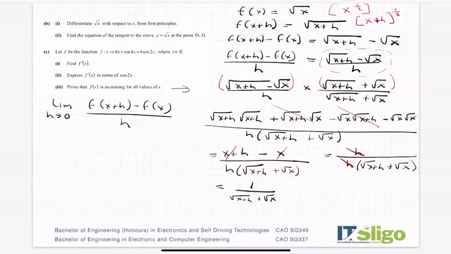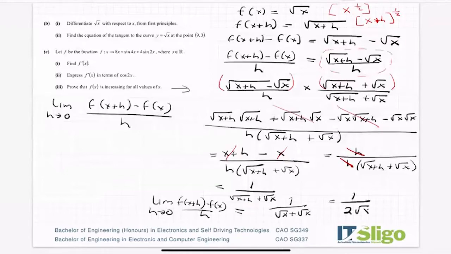Okay, and then the last step is the limit as h tends to 0 of f of x plus h minus f of x over h. So that means let that gap between them approach 0. In fact, let it be so small that you sub in 0. So I get 1 over root x plus root x, because that h disappears, it goes to 0. So I have 1 over 2 root x.